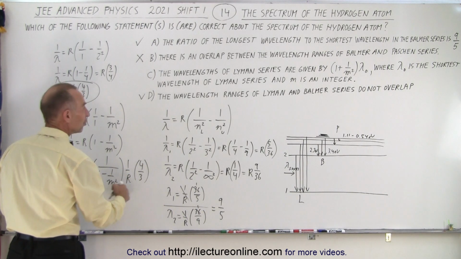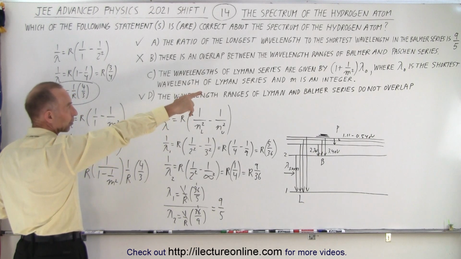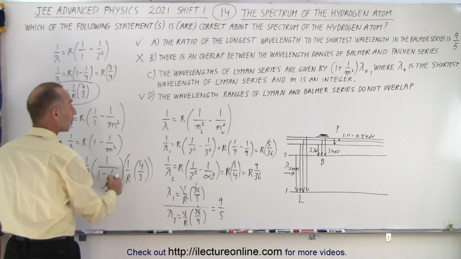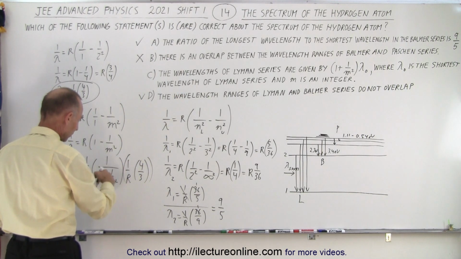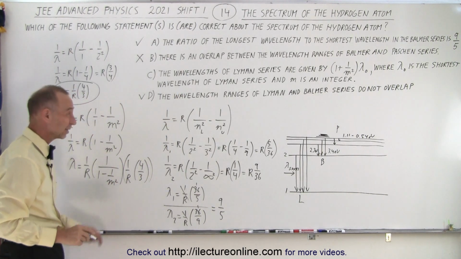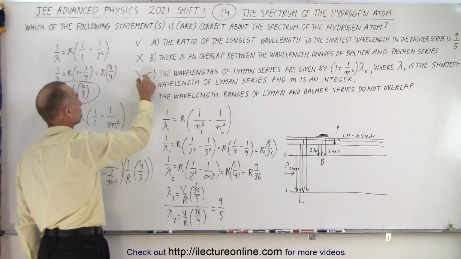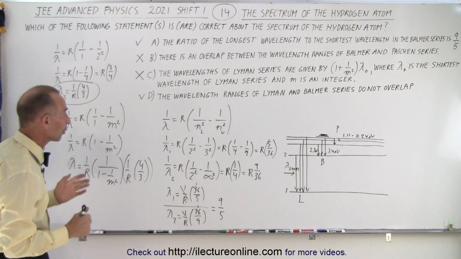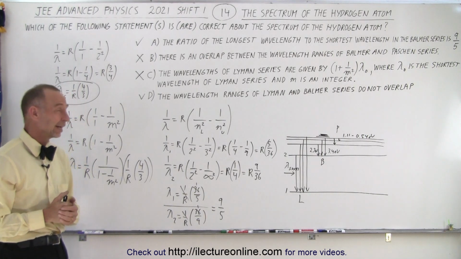And you can see that there's no way you're going to get that result, because this is lambda sub naught, and there's no way you're going to get a plus in there because you have 1 minus 1 over m squared in the denominator. So I would say this one is probably not correct, which means A and D are the only correct answers in this particular case.